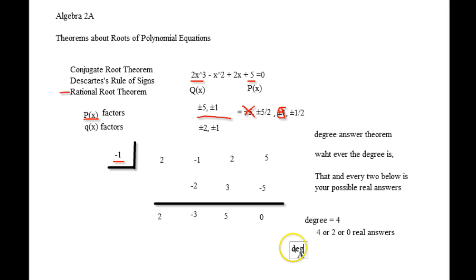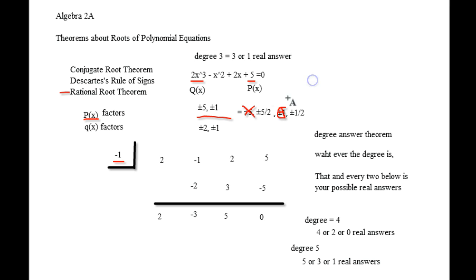Okay? If my degree was 5, I would take 5, and then I would minus 2, or 3, and then minus 2 again, or 1 real answer. So that's how many possible answers I would have just by looking at that. Let me go back to this problem as an example. Degree is 3, so that means there are 3 or 1 real answer.